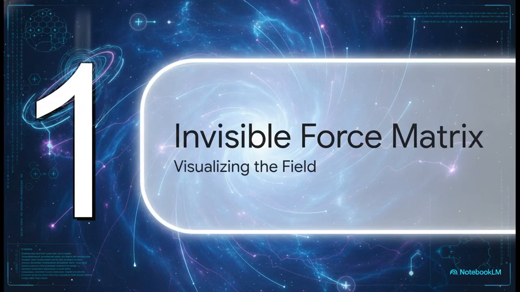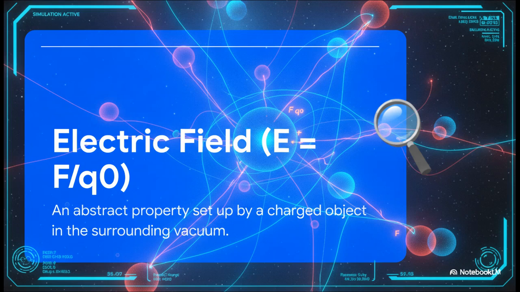Section 1, the invisible force matrix, visualizing the field. So let's begin by defining exactly what this invisible web is that we're dealing with. An electric field isn't a physical push itself, not at all. Instead, it's an abstract property of space that's set up by a charged object. It's kind of like the underlying matrix that conveys the information for a force.